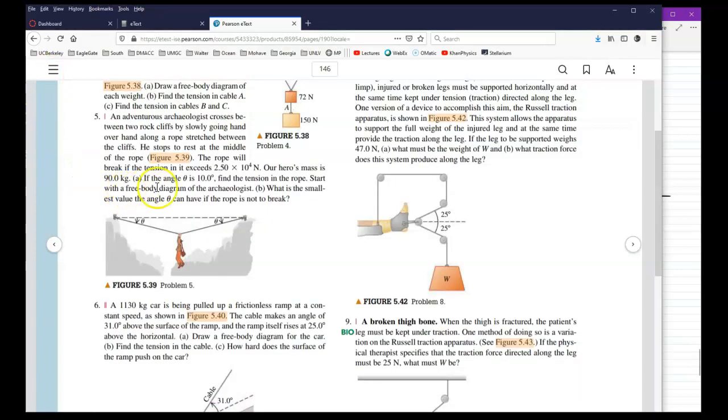He said, what is the smallest value of theta? Basically, he's asking for theta if the tension is max. See, he said, what's the smallest value of angle theta can have if the rope is not to break? In other words, if he is pulling on it with the maximum tension, what would be the corresponding angle? You see what I'm saying?